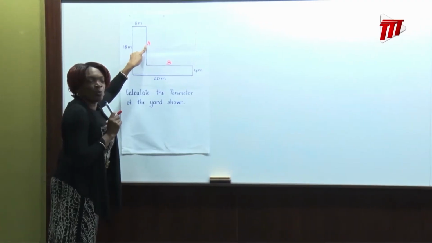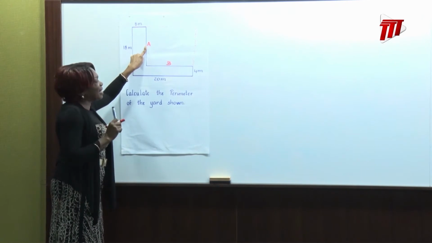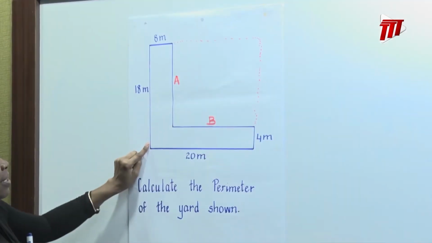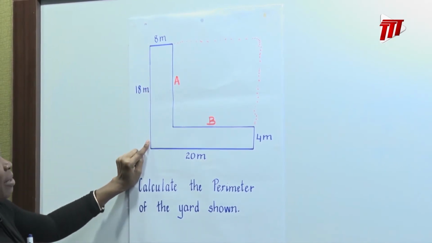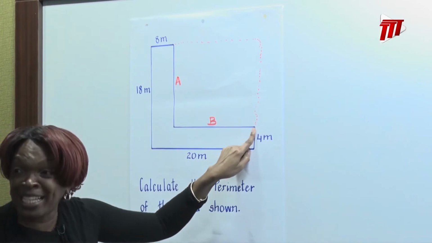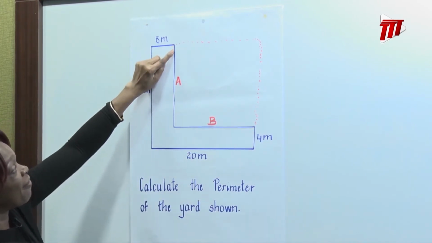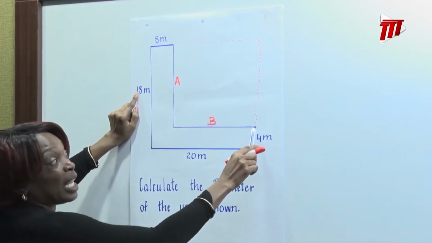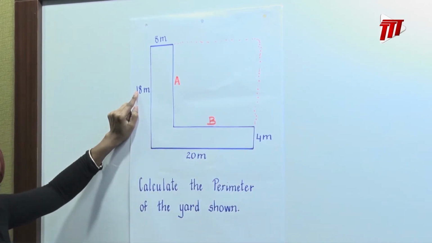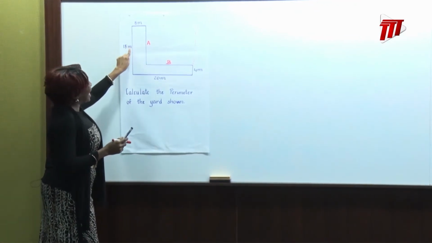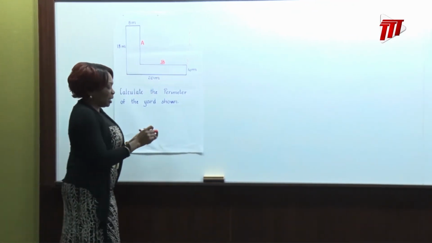Wonderful. What do you think we can do to find A, which is the missing side? Well, since you know that this side is 18 meters, then we know that here would also be what? 18 meters. Are you seeing it? So, in order to find A, can we not say 18 meters and we take away the 4 meters that's given? Oh, yes, we can. So, in other words, to find A, we can say the 18 meters, take away the 4 meters. So, let's do that.